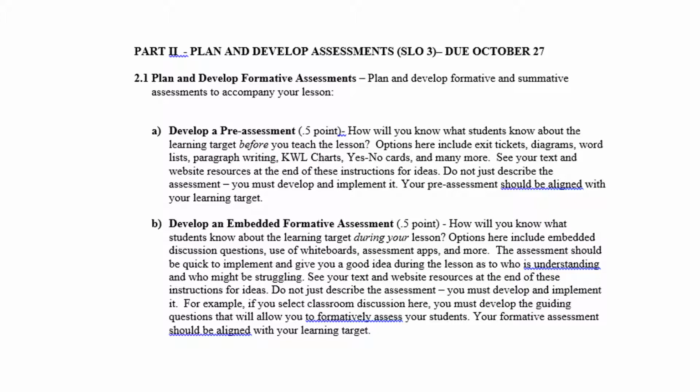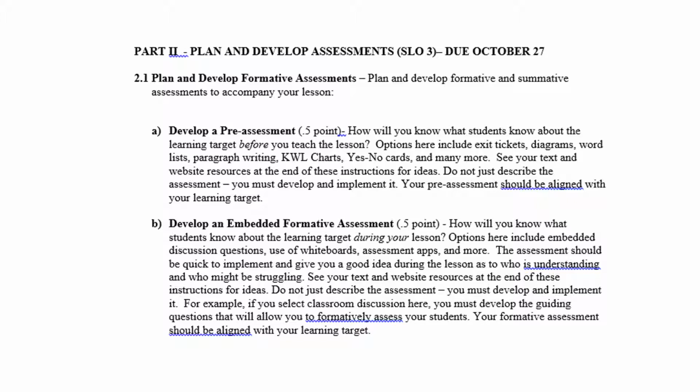Part B of this is to develop an embedded formative assessment. So that is, how will you know what students know about the learning target during your lesson? So for example, when I teach a face-to-face class, I usually give out whiteboards and I'm asking lots of questions and students are writing things down. That might be appropriate for that.